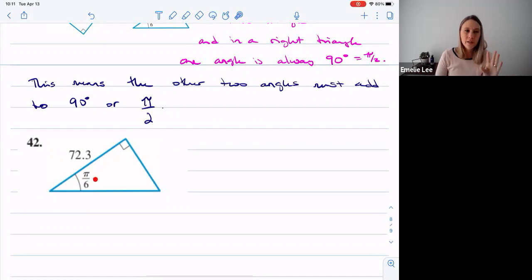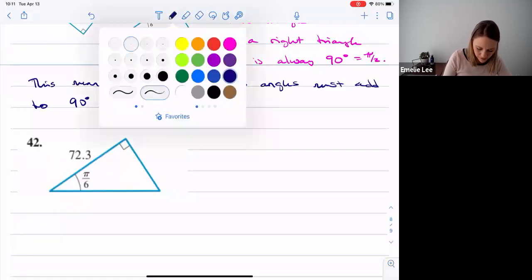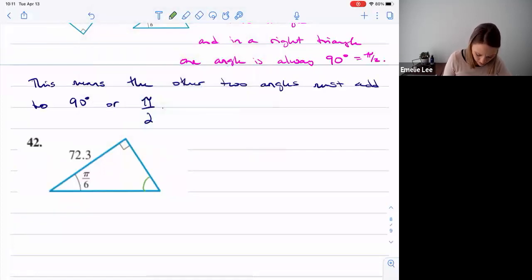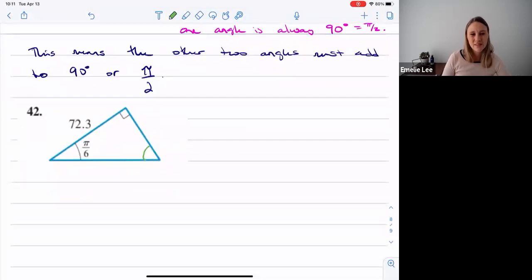Okay, so what I've been given is that pi over 6 and the adjacent of pi over 6 has a length of 72.3 units. It doesn't matter, right? We're ignoring units right now. So we need to find, first thing we're going to find is, let's find this angle. Okay. And let's call it, what are we going to call this angle? I don't know. Theta, I guess.